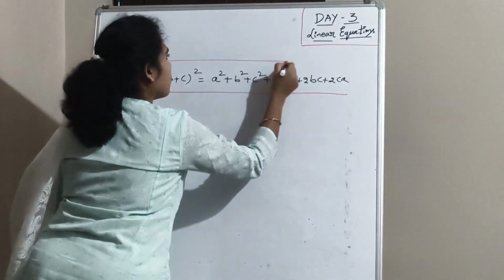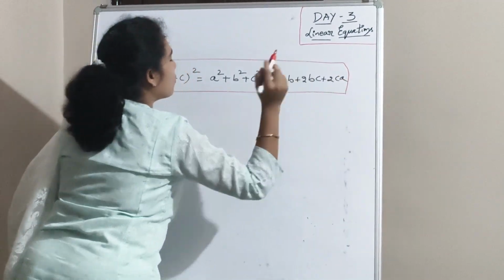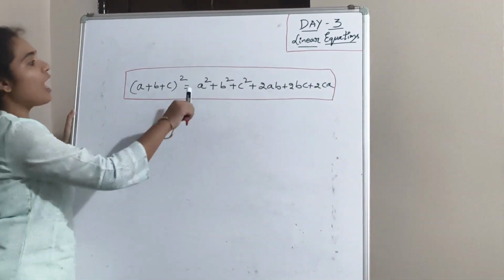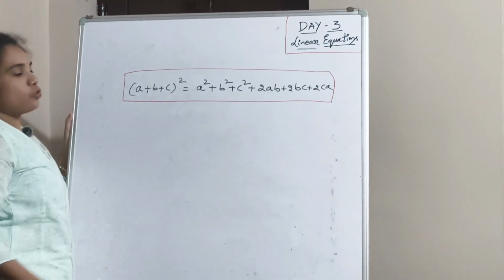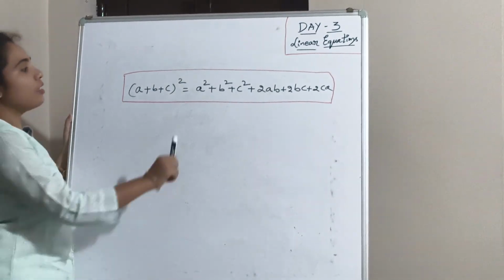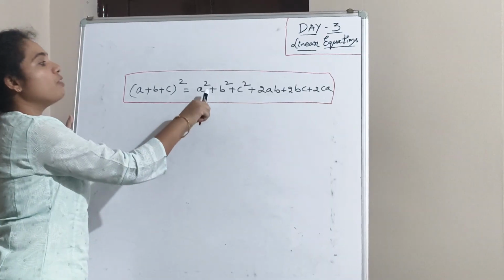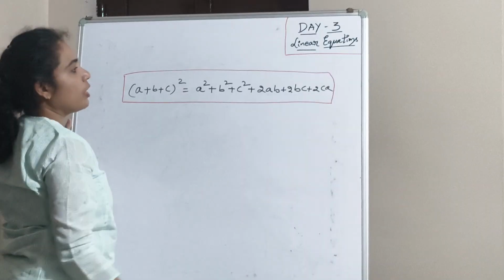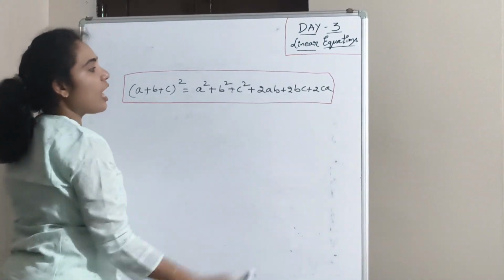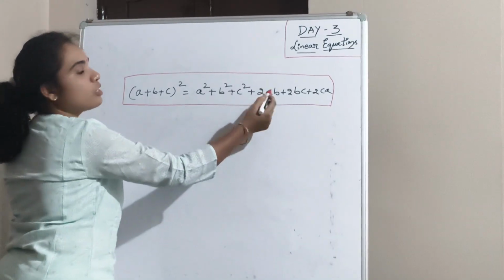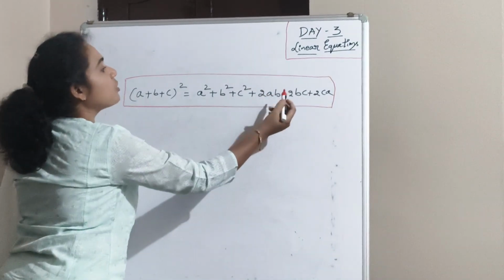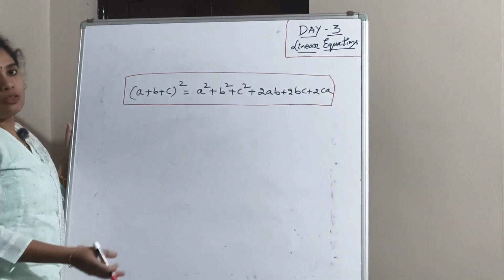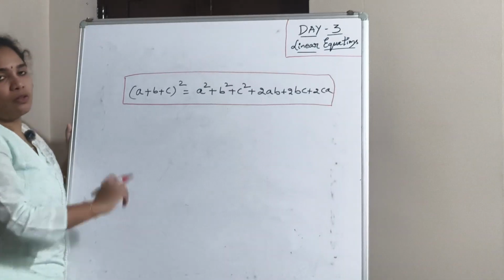How to remember this easily? We have three square terms. So we have three terms here, and the identity is equal to the sum of the squares of the three terms: a square plus b square plus c square. And how many product terms do we have? The product of two terms, twice the two terms. So 2ab plus 2bc plus 2ca. So you can remember it easily in this way.